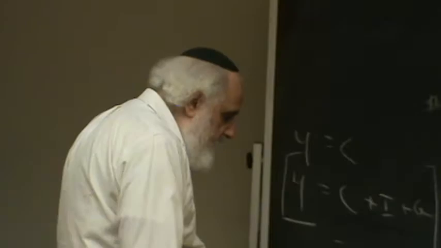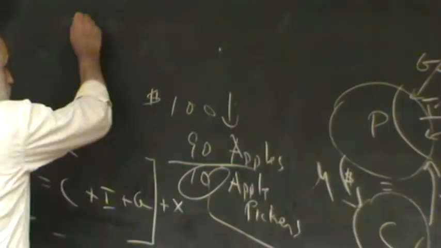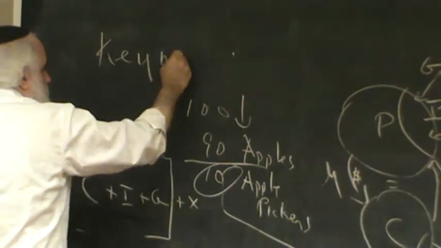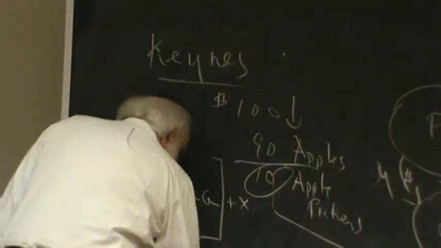Now, Keynes. In other words, all this analysis is based on Keynes. This whole analysis is based on Keynes. Keynes believed that consumption has to eventually fall. Keynes believed that consumption has to fall.